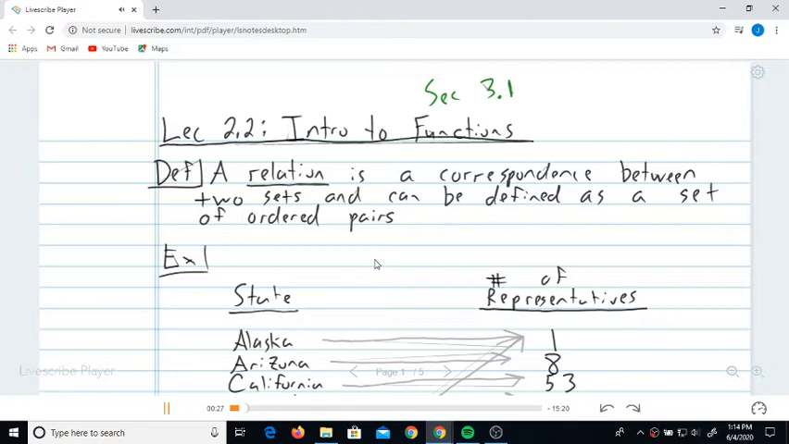Now, a relation is a correspondence between two sets and can be defined as a set of ordered pairs. Now, this correspondence may be numerical in nature, it could be political in nature, it could be economic in nature, it could be random, could be subjective in nature. It's just some correspondence between two sets. And a set is just a collection of elements or objects. So here's an example of a relation.